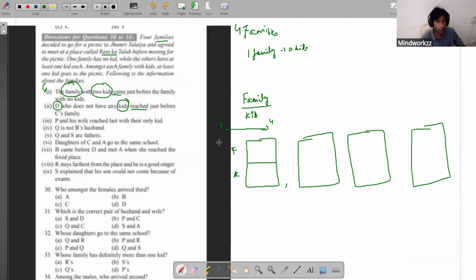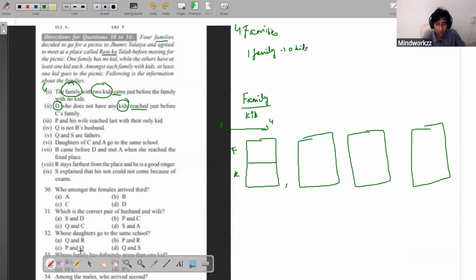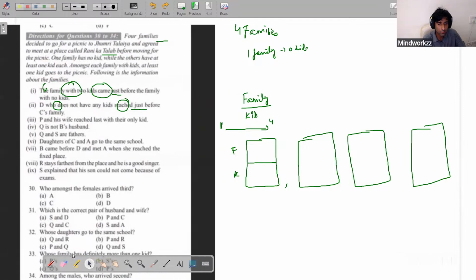Right. Let's move further. The family with two kids came just before the family with no kids. Now, we are not told which family is the family with no kids or which family is the family with two kids. We have no idea, right? So, since we have no idea about this, we are going to just write this information in a way that we are just storing this information. We are not using this information right now. We are just storing this.